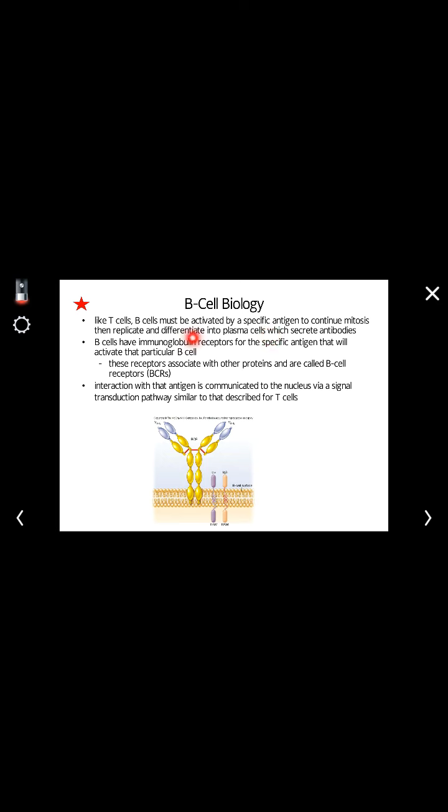So this would be the variable portion of the antibody that has specificity for the antigen that will activate that B cell. So here's my antigen. If it's right there, just nice and snug, that's going to actually activate this B cell. B cells have immunological receptors for the specific antigen that will activate them. These receptors associate with other proteins and are called B cell receptors.